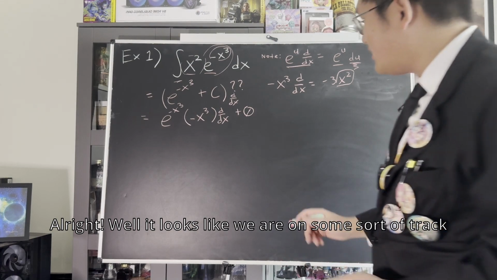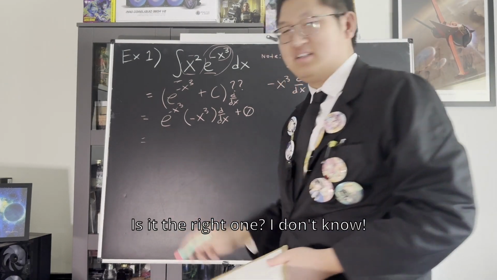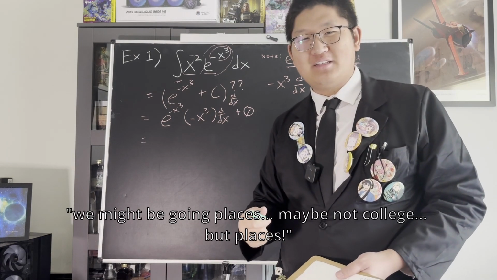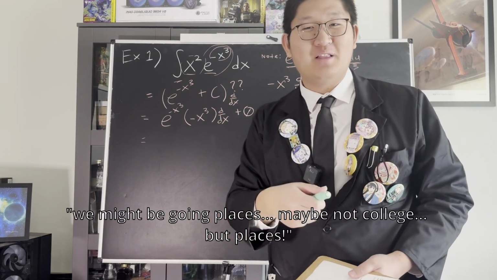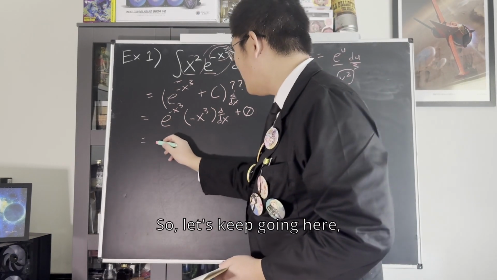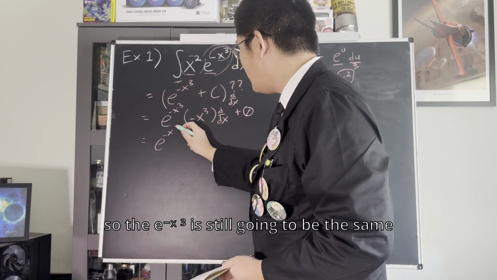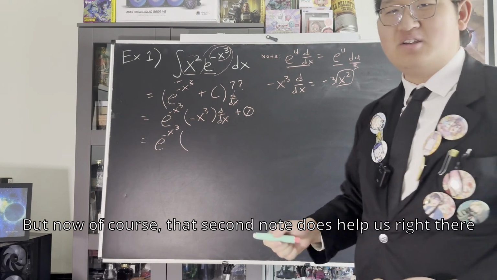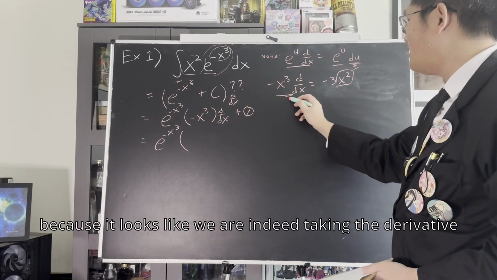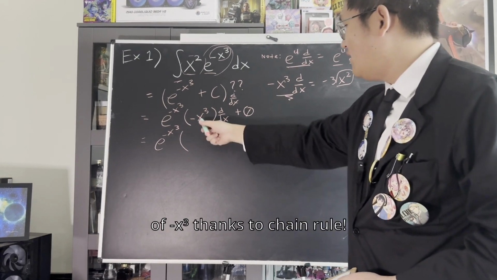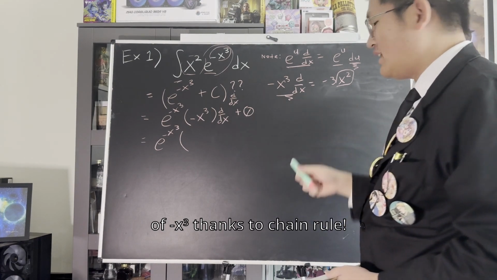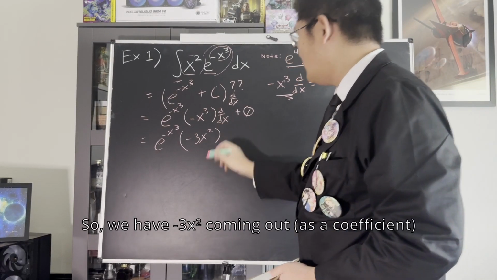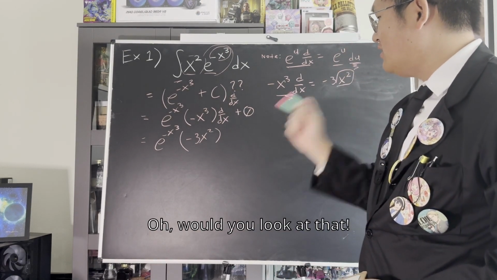All right. Well, looks like we're on some sort of track. Is it the right one? I don't know. As they might always say, we might be going places, maybe not college, but places. So let's keep going here. The e raised to the negative x cubed is still going to be the same. But now that second note does help us, because it looks like we are indeed taking the derivative of negative x to the third power thanks to chain rule. So we have negative 3x squared coming out. Oh, would you look at that?